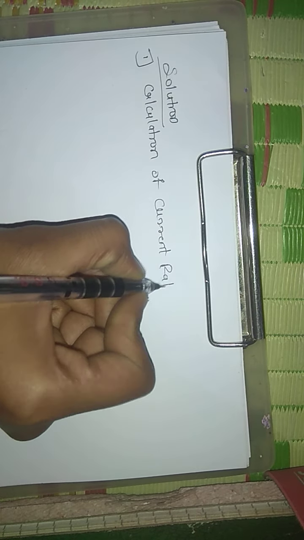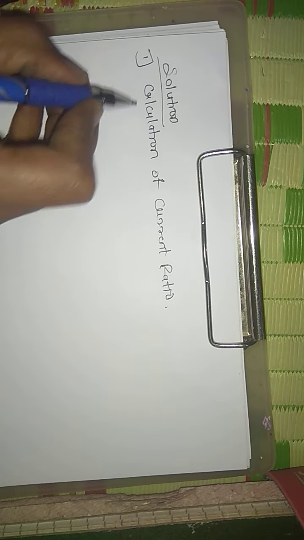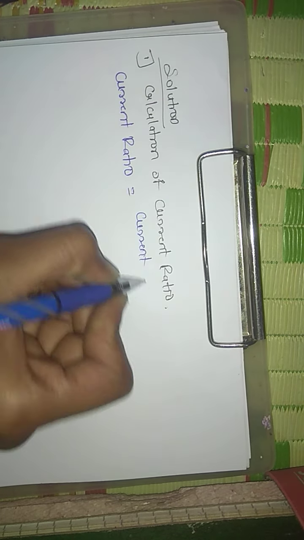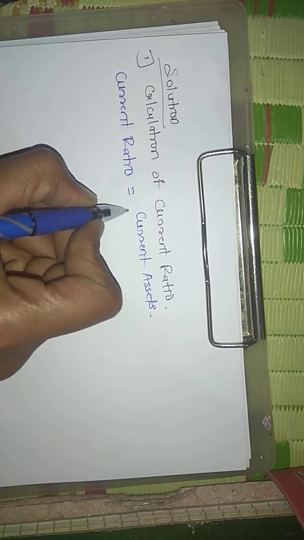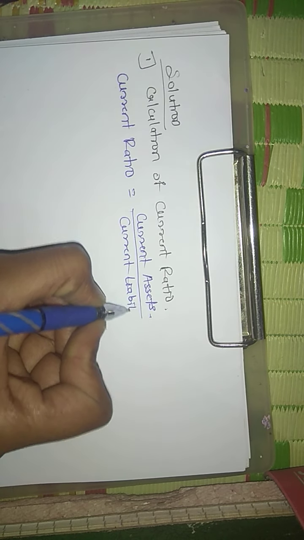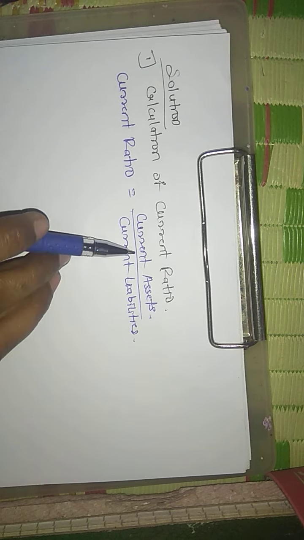See here the solution. So the first question is calculation of current ratio. Then what is the formula of current ratio? The formula of current ratio is current ratio equal to current assets divided by current liabilities. Okay, so this is the formula, and now we find out these items' values.